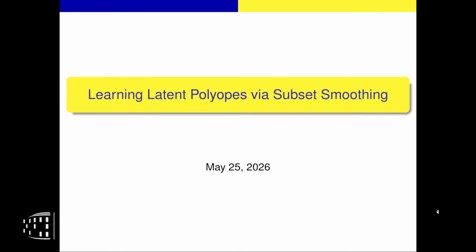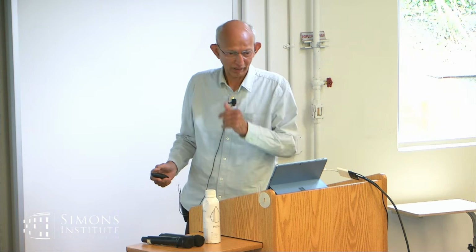Our next speaker is Ravi Kannan, and his topic is learning latent polytopes. Yeah, thanks. This is learning latent polytopes via subset smoothing. I'll tell you what subset smoothing is. It's joint work with Chiranjib Bhattacharyya and Amit Kumar, as I note on the abstract.